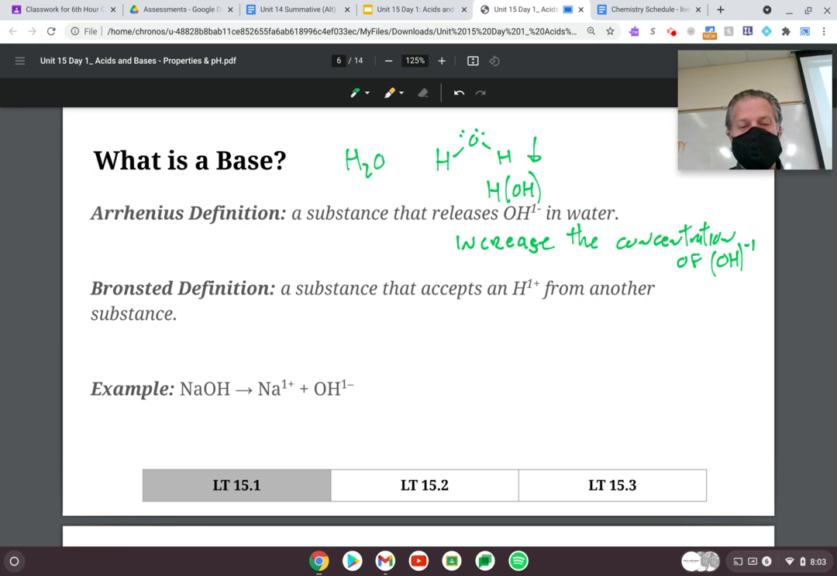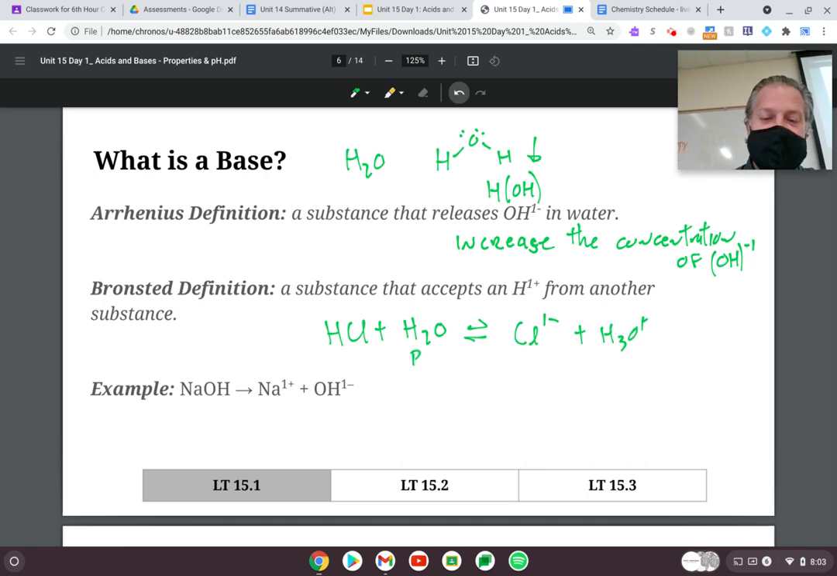And then the Bronsted-Lowry definition is a substance that accepts a hydrogen from another substance. So an example of that would be, if we go back to the HCl and the H2O, right? In this instance here, we would end up with Cl minus 1 and H3O plus. So this acts like a base because it accepted a hydrogen. And this acts like an acid because it donated a hydrogen.